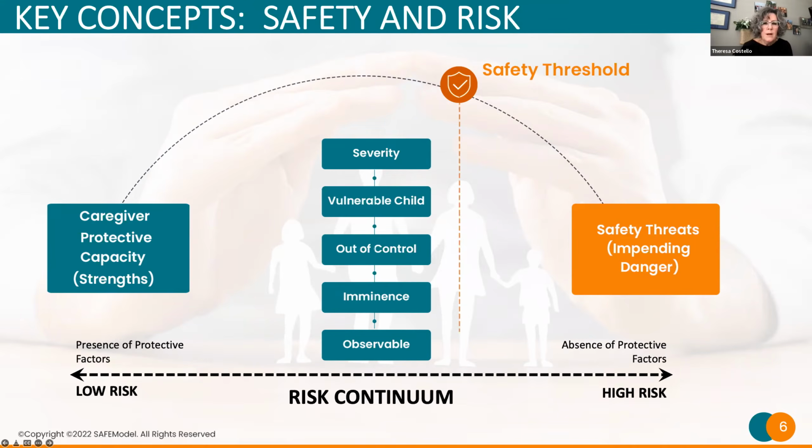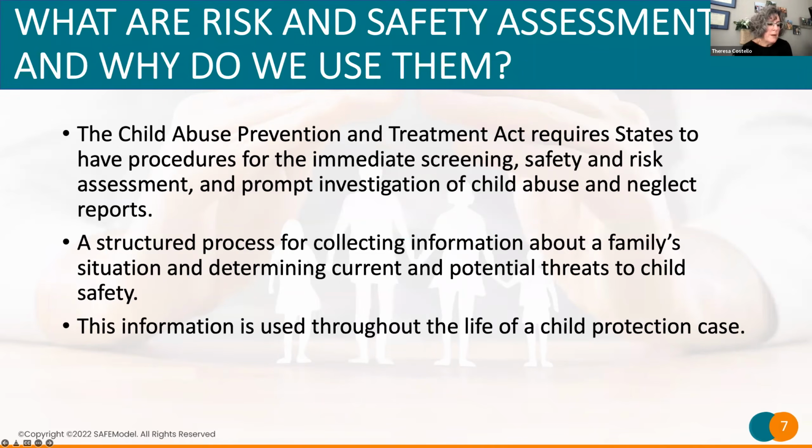What are the risks and safety assessments, and why do we use them? The next thing we want to think about is, so why would we use these assessments? And one of the reasons, an important reason, is that CAPTA requires that every state has some way, some procedure in place for assessing for the immediate screening decision on a case and for assessing for safety and risk on cases and determining how quickly we need to initiate investigations. And that's exactly what safety and risk assessments do for us. They help us to determine, to distinguish, have we got a case that is at that point where we've reached that threshold and we need to take action.